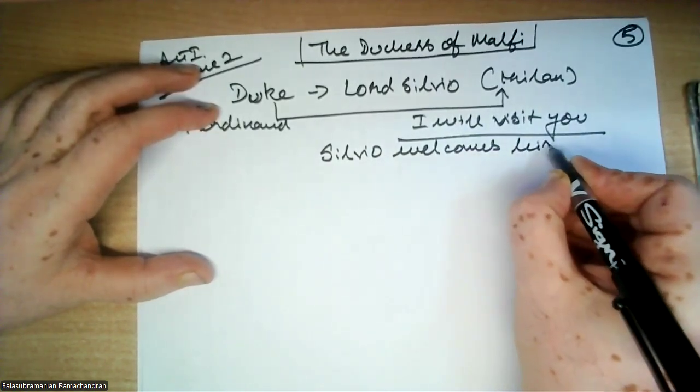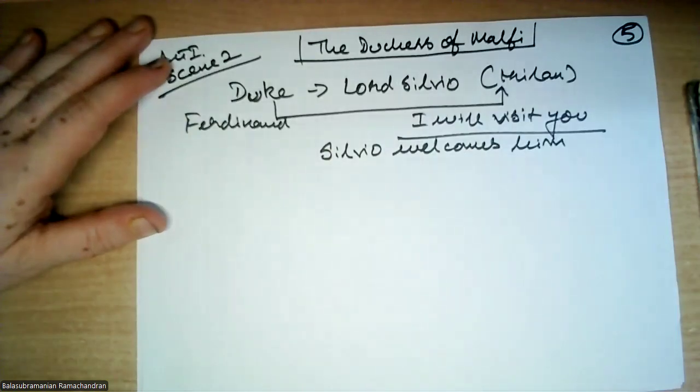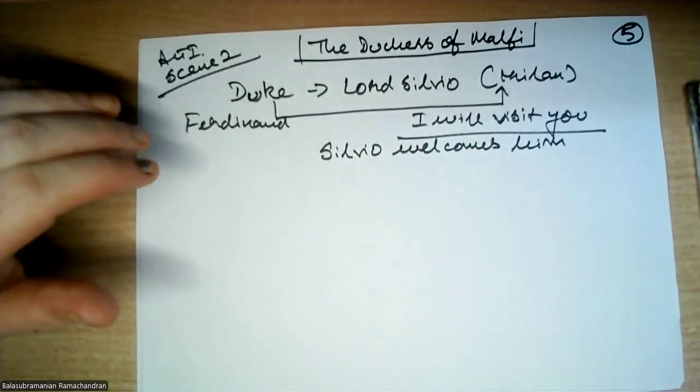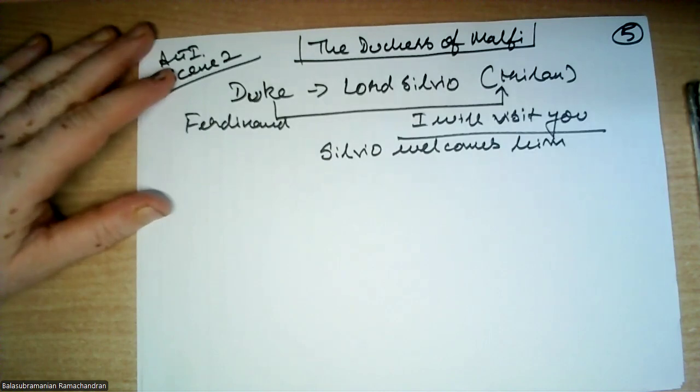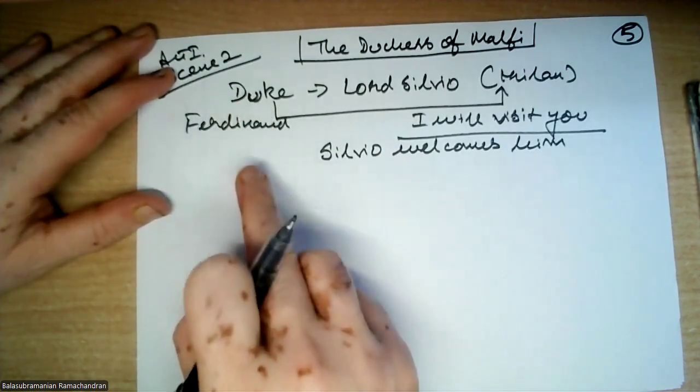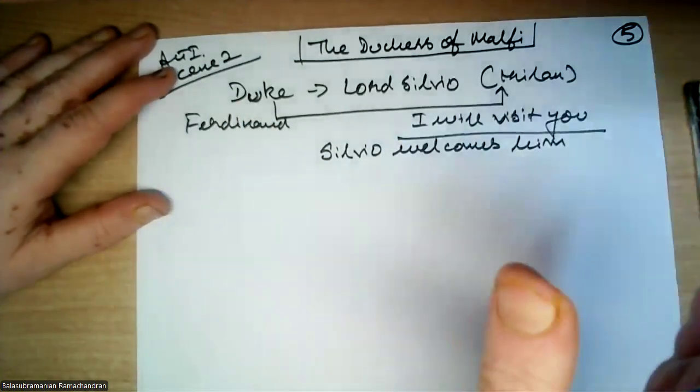Now, the point is this. What are these four people, Castruccio, Silvio, Rodrigo, and Grisolan? They are actually lords, but they occupy a position less than that of Duke. That's why he calls them his courtiers.